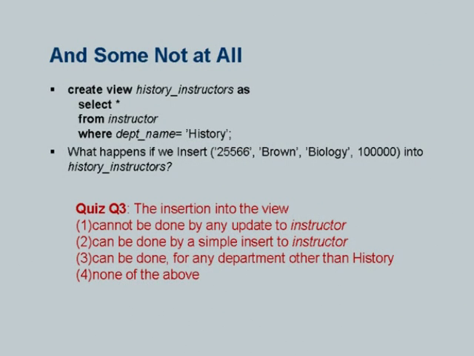Let's see an example, which is create view history_instructors as select star from instructor where department name is history. So I'm getting all the information about people in the history department. Now supposing somebody tries to insert an instructor into this view, history_instructors, but with the department set to biology. Is this update even possible?